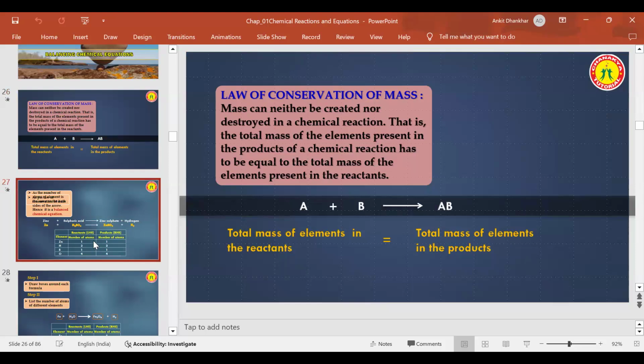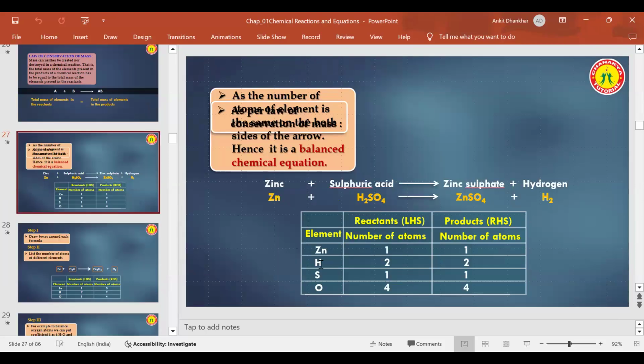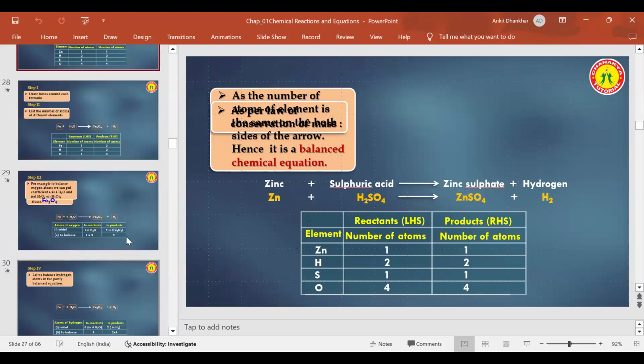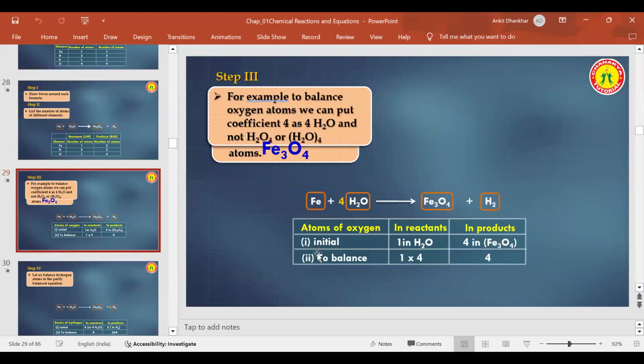Then we saw stepwise balancing of the chemical reaction, where we wrote elements and their number of atoms on the left hand side and right hand side, and accordingly we multiplied with the required number to balance the chemical equation. We started from the compound which had the maximum number of atoms for balancing.